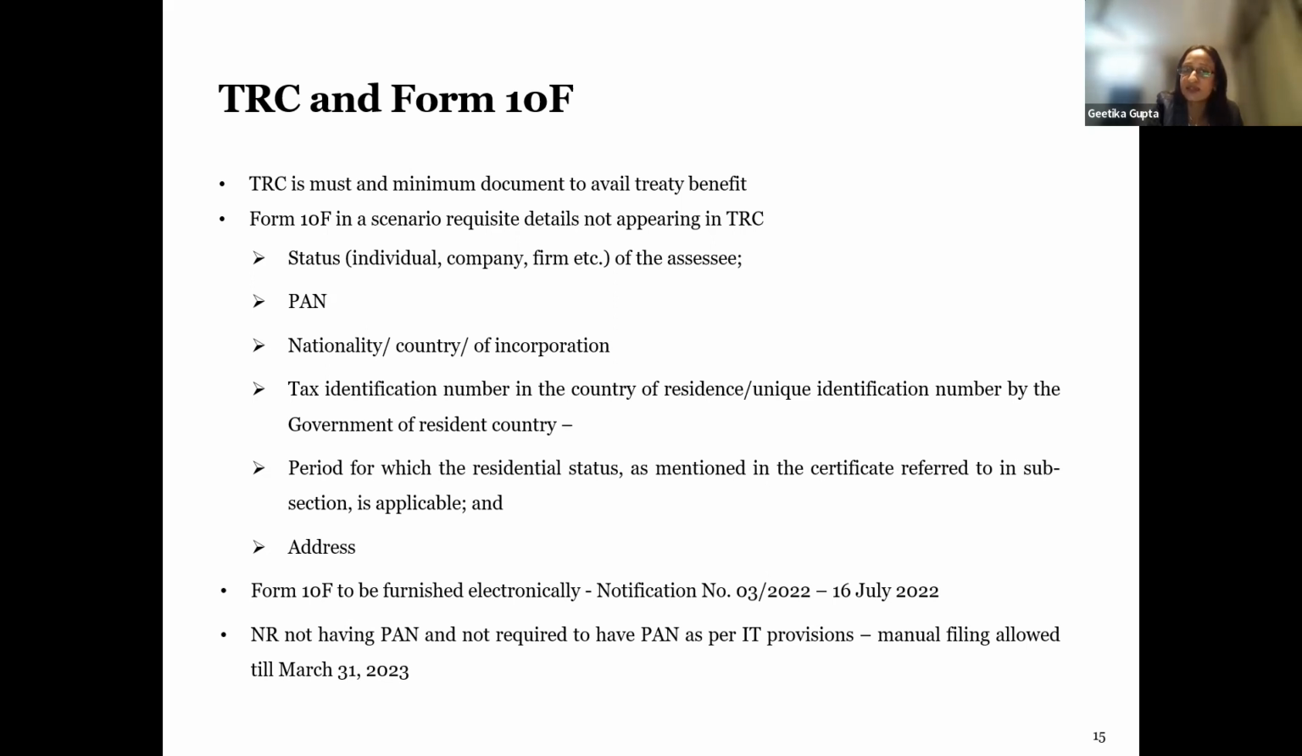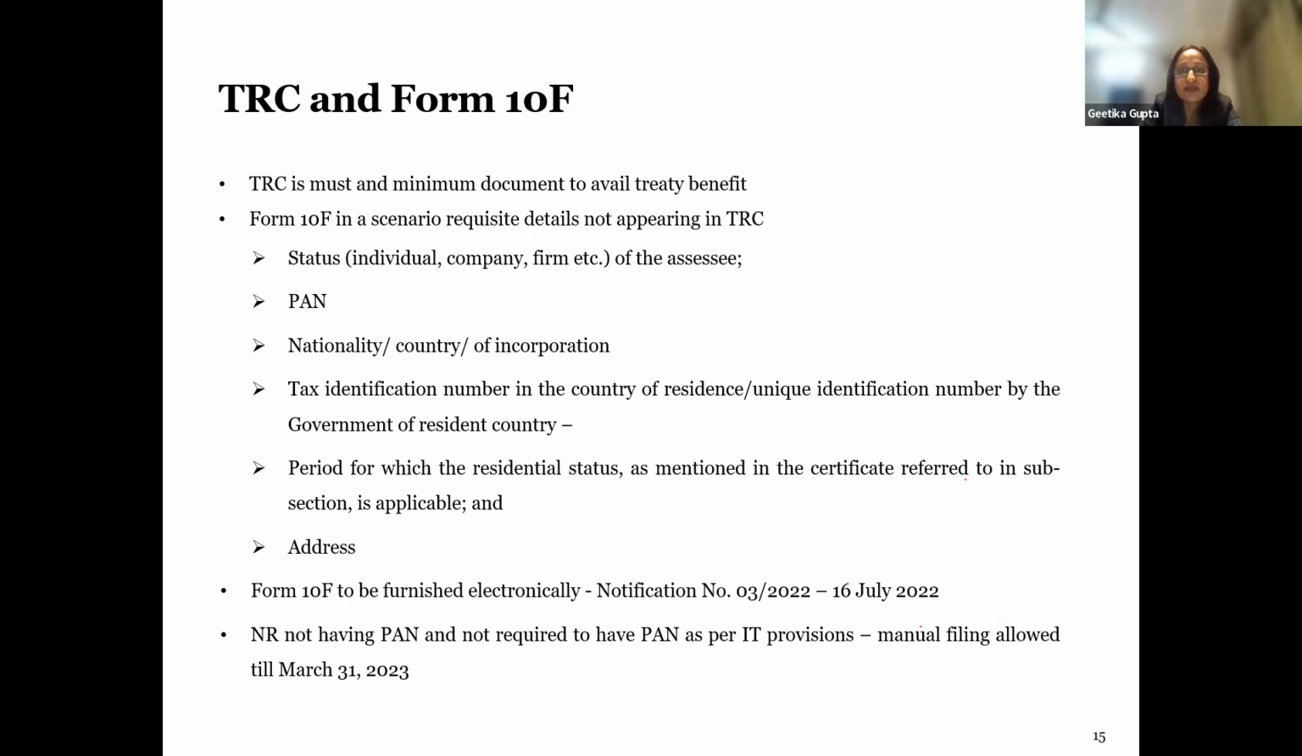what is the status of the assessee, individual or company, what is the PAN number, nationality or the country of incorporation in case of persons other than individuals, what is the tax identification number in the country of residence, the period for which the residential status is there, and the address. Practically, again, we see normally the TRC does not mention the PAN number. Therefore, it's advisable that you check whether the PAN is appearing in the TRC of the non-resident. If not, Form 10F is to be obtained.